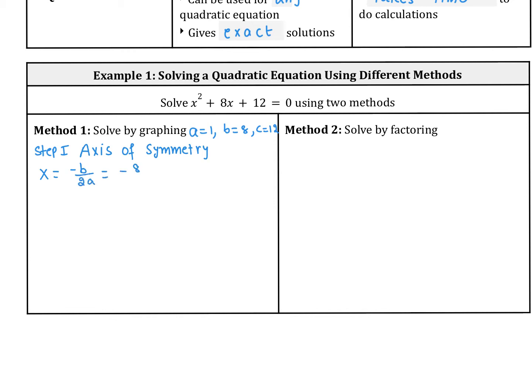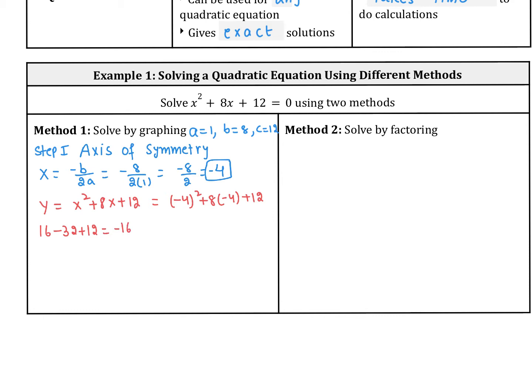So that's going to be negative 8 over 2 times 1, and that's going to be negative 4. You're going to solve for y to find the vertex. So that is x squared plus 8x plus 12, which is negative 4 squared plus 8 times negative 4 plus 12. That's 16 minus 32 plus 12, which is negative 16 plus 12, that's negative 4. So the vertex is negative 4 comma negative 4.